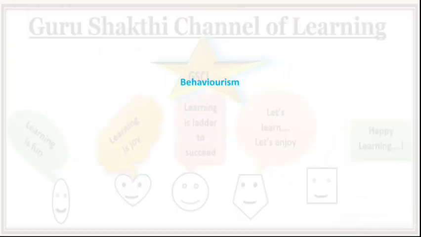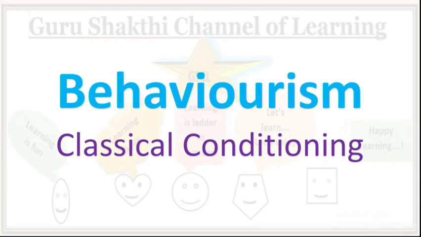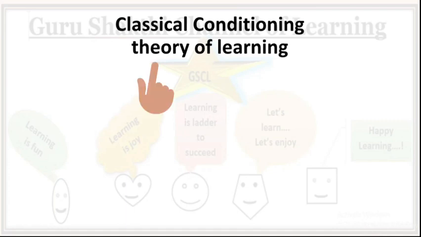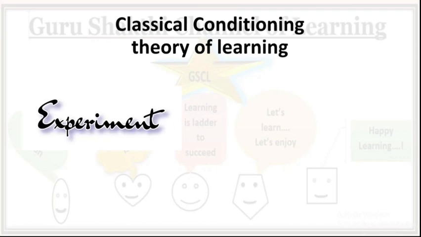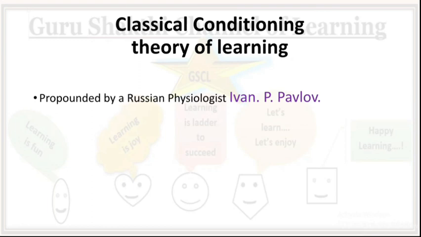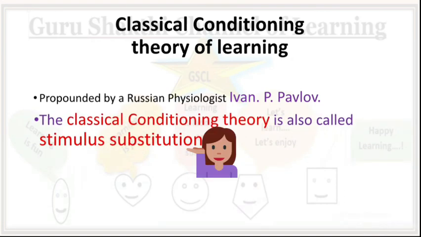This study video is about classical conditioning. Classical conditioning is one of the theories of learning. It is explained through an experiment conducted on dogs. It was propounded by a Russian physiologist named Ivan P. Pavlov. This theory is also called stimulus substitution. As the video progresses, we might be able to understand better why it is also called stimulus substitution.